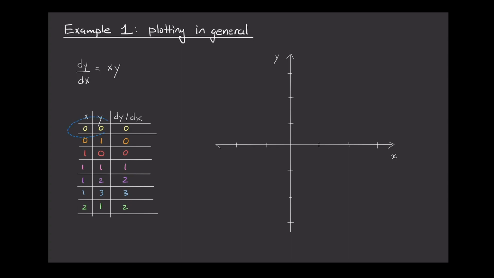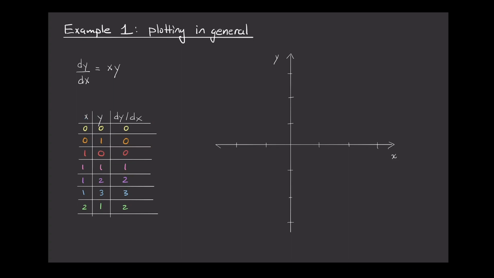Notice, for instance, at the origin, we have 0 for x and 0 for y. This slope field tells us to get the slope dy dx, we multiply x times y. Multiplying 0 times 0 gives us 0. In the same way, for these orange and red points, 0, 1 and 1, 0, multiplying 0 times 1 and 1 times 0 will both give us 0. So at these 3 points, we all have the same slope of 0.